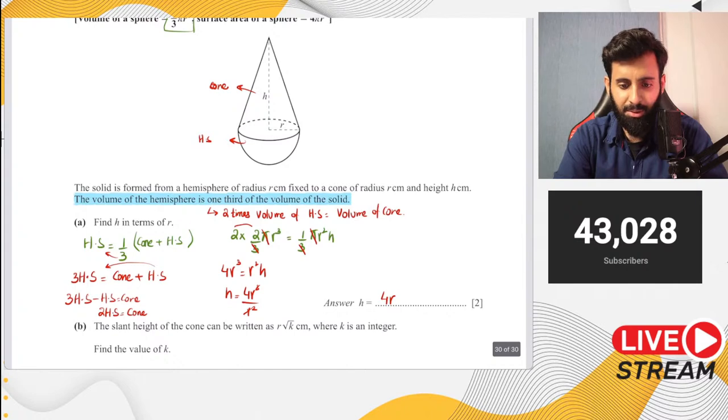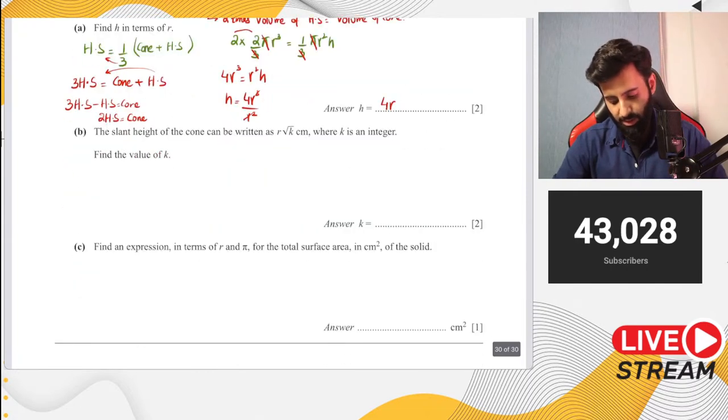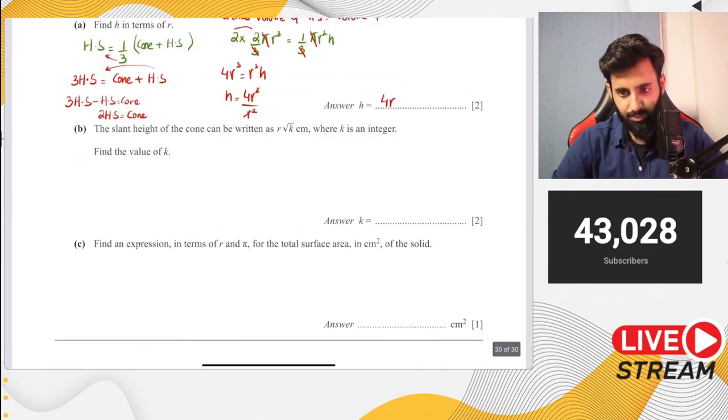That's the thing about mensuration. It's about understanding the question. Once you understand the question, it's pretty easy. That's the thing about pretty much everything there is. Anyway, now this was the difficult part. Now, the next two parts are fairly easy.